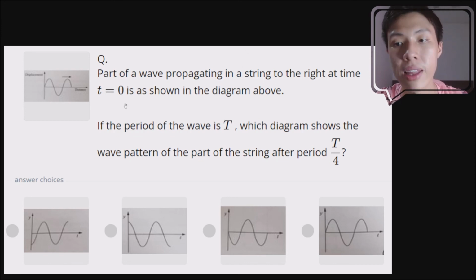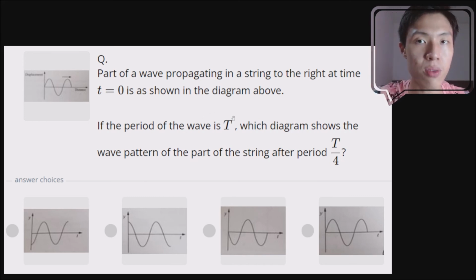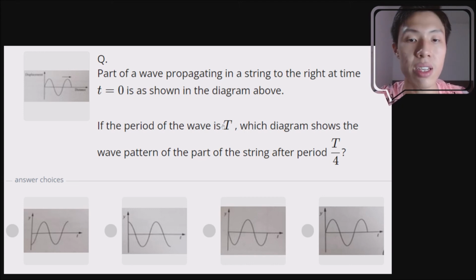Now they say if the period of the wave is T, which diagram shows the wave pattern of part of the string after time t equals T divided by 4? If the period of the wave is T, this we know. For period, we always use the symbol big T, so this statement doesn't give any extra information. The question they're asking is, what will the wave look like when small t is equal to period divided by 4?